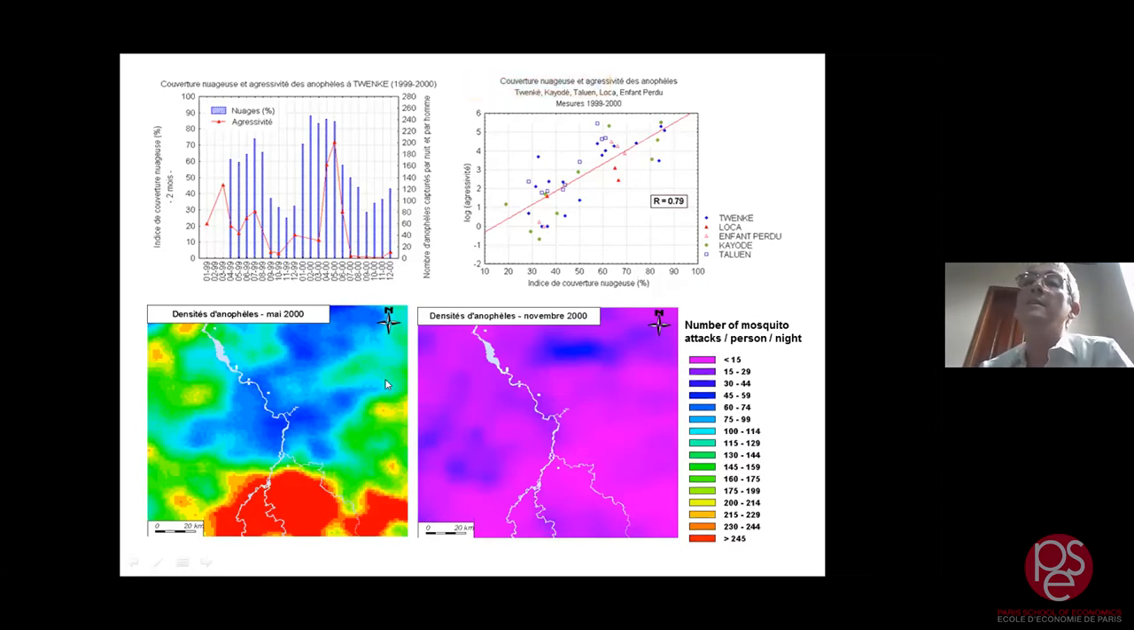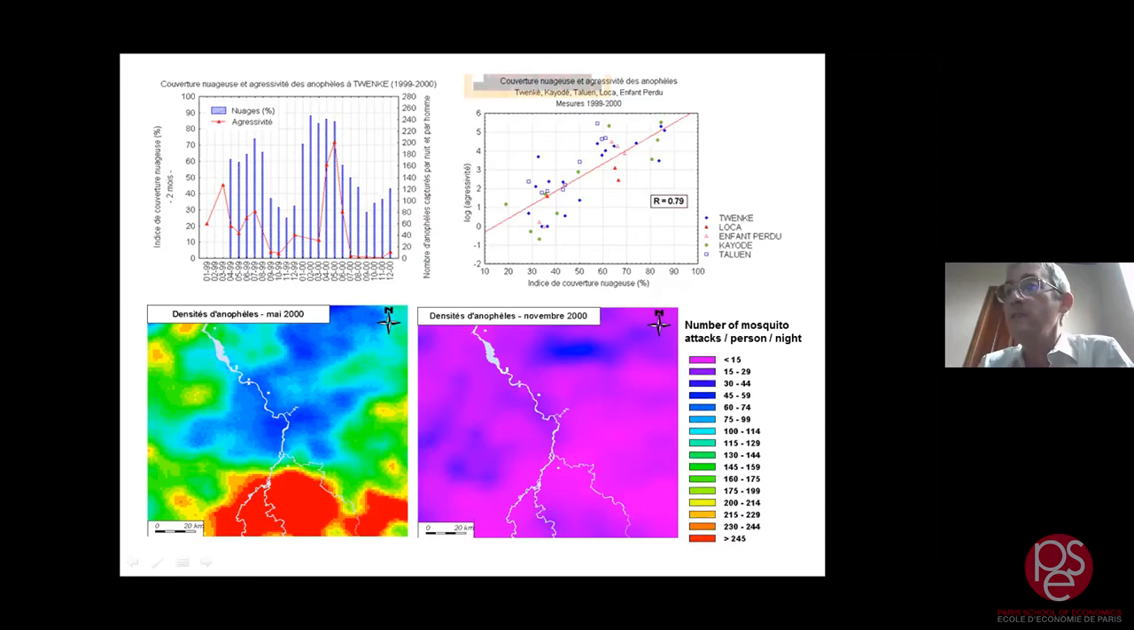So the idea is that we cannot observe the mosquito aggressivity every day. It's a lot of work, and we cannot observe it everywhere because it's impossible to be everywhere. So the idea is to use this correlation to extrapolate the values that are measured in some places, and extrapolate what is called here the mosquito aggressivity, with the number here of mosquito attacks per night. And then we have it here in the wet season in May, and here in the dry season in November. So this is an indication.